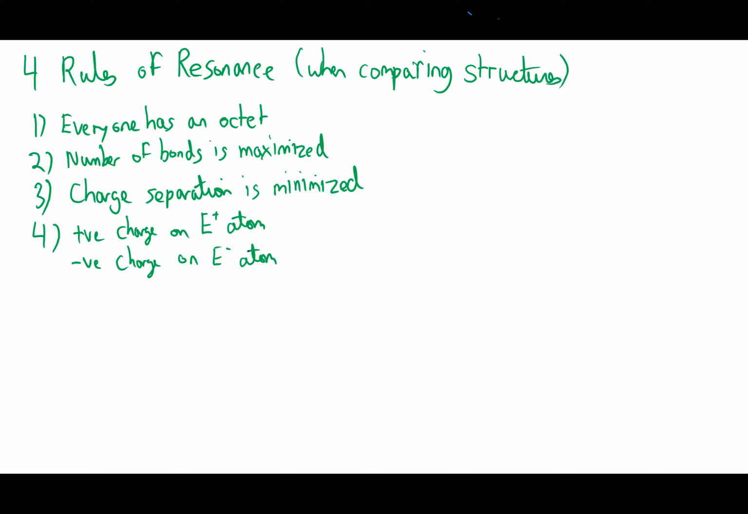So charge separation is if you have a plus and a minus in one resonance structure and another resonance structure has no charges, that's better. No charges is better. And if you have a plus and a minus really far away from each other and another resonance structure you have the plus and a minus closer, that's better.